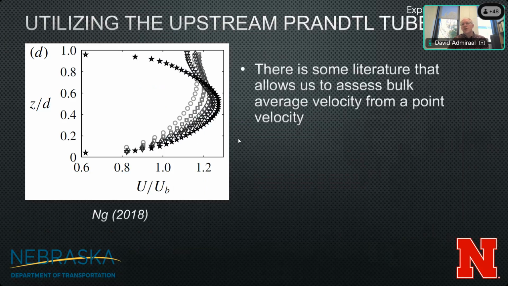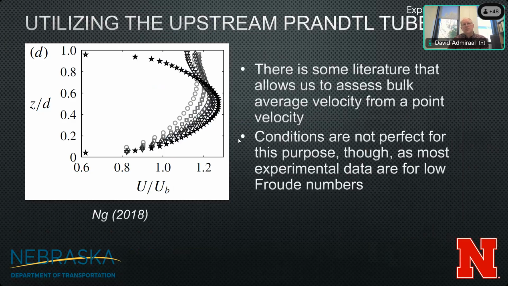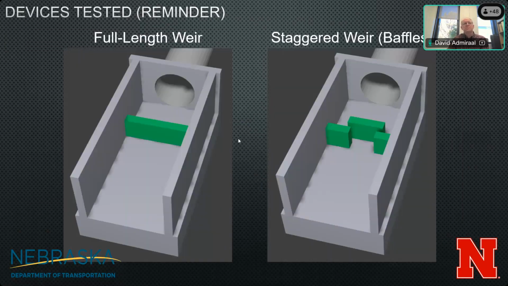There is some literature that allows us to assess bulk average velocity. The conditions aren't perfect for this purpose, but it's the best we can do. The biggest problem that we faced was that most of the literature is for low Froude numbers, and since our Froude numbers are relatively high, we had to make some extrapolation to do it. We don't think it's a huge amount of error, but it's just another possible source of error.